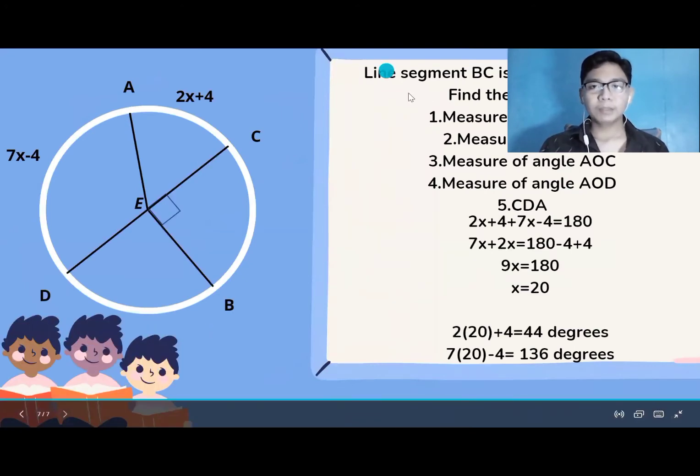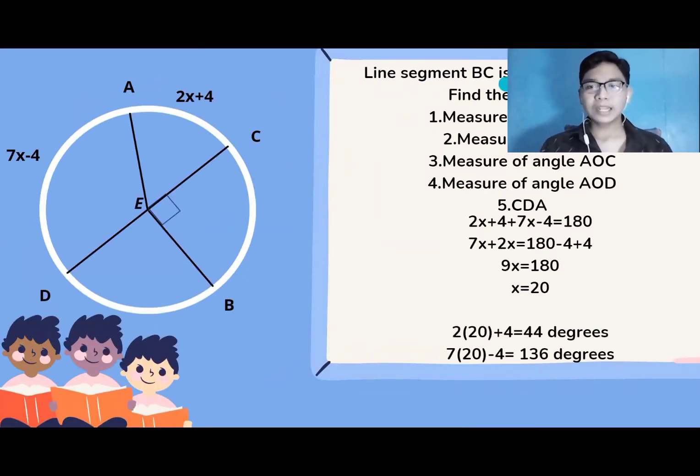So here is the problem. Line segment BC is a diameter of circle E. Find the following: measurement of angle AOB, measurement of arc CD, measurement of angle AOC and AOD, and arc CDA.